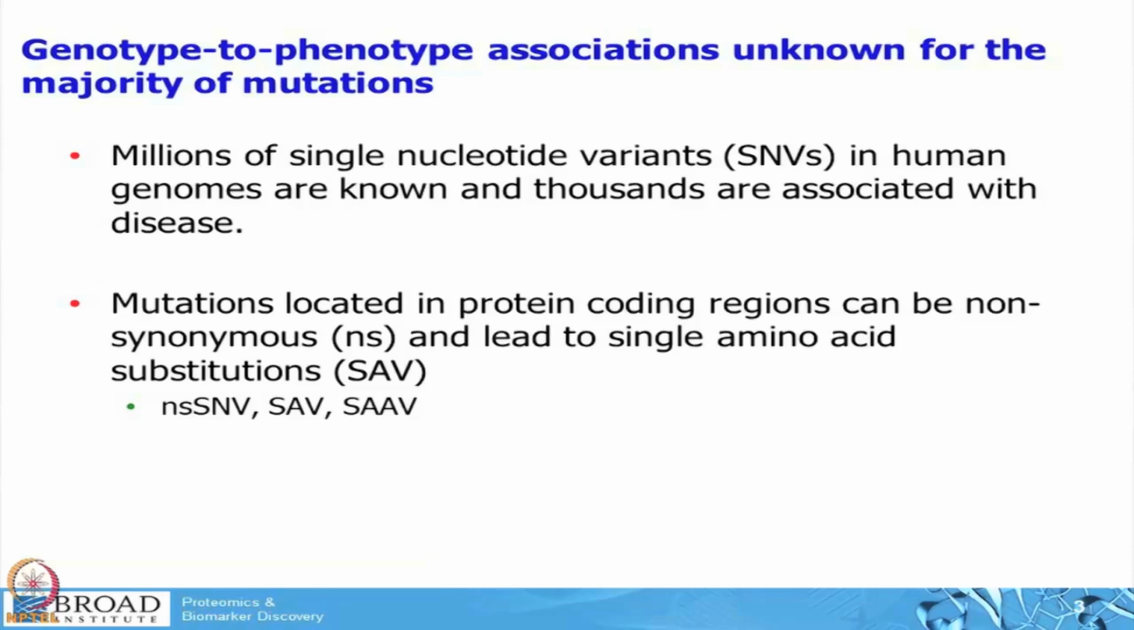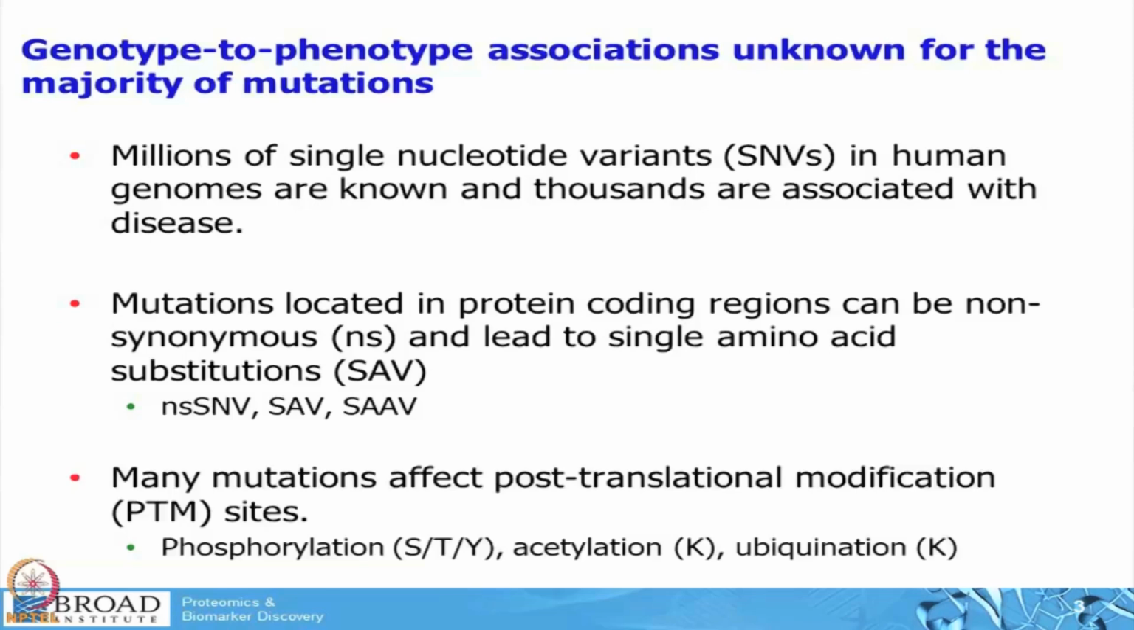And there are many different synonyms for these events. Non-synonymous SNV, single amino acid variant: these all refer to the same kind of event, but you will find all of these in the literature. And of course, many of these non-synonymous single nucleotide variants affect sites or amino acids that can be post-translationally modified, like phosphorylation, acetylation, or ubiquitination.